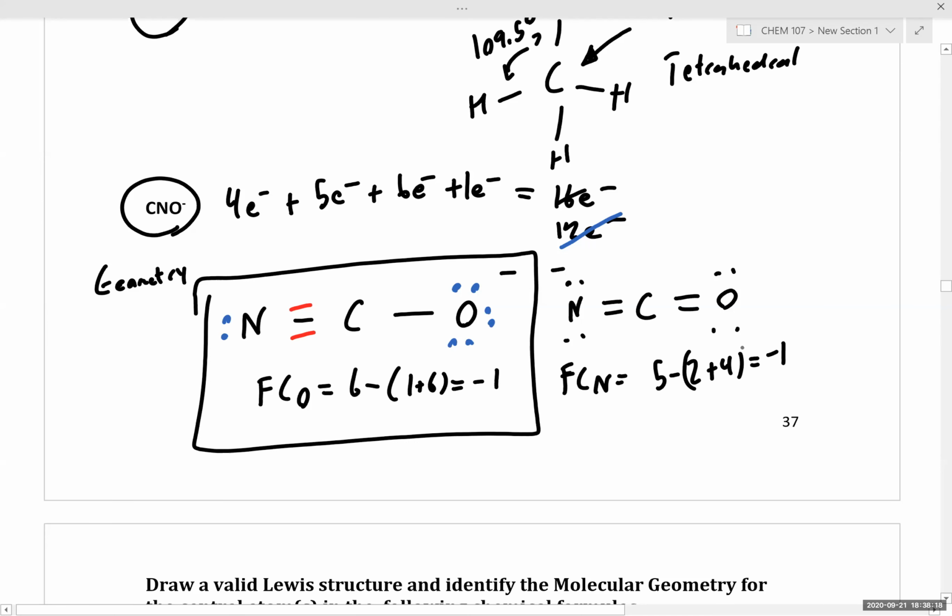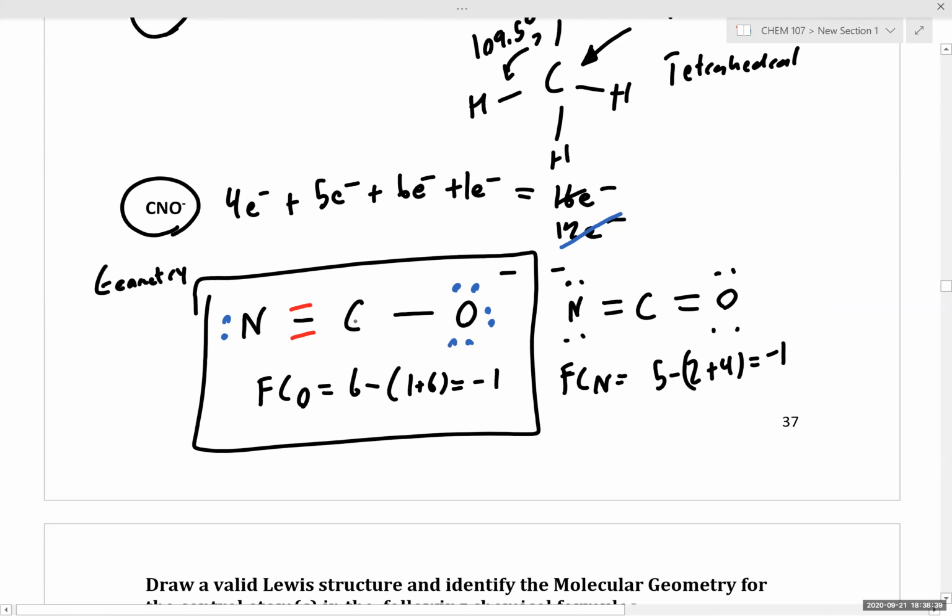You'd get a fair amount of credit for the structure on the right. It's logically sound. And importantly, in this question design, the central atom geometry is the same in both of these structures because they're what are known as resonance structures. Don't worry about that part just yet.